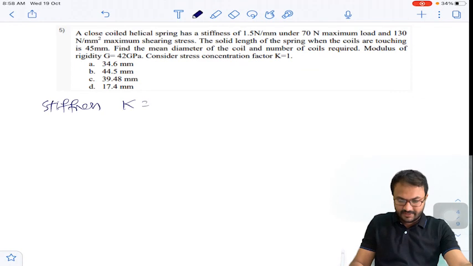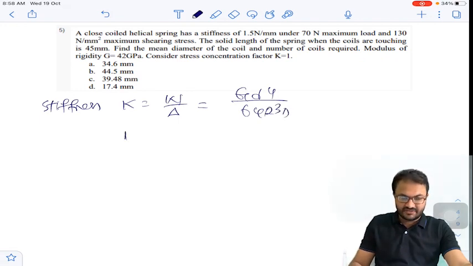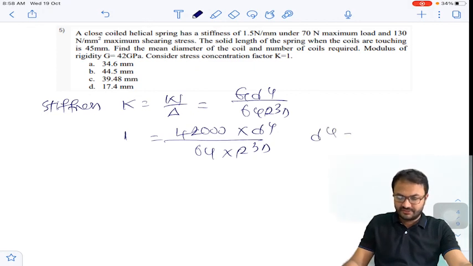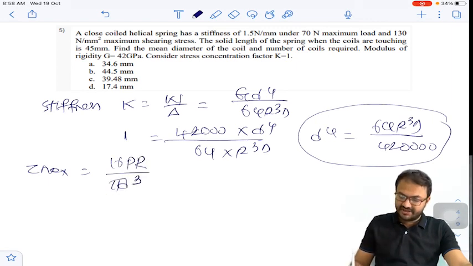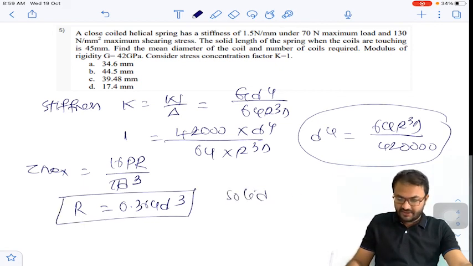So stiffness K is equal to W by delta, and we have the formula for stiffness: G d to the power 4 divided by 64 R cube N. So K is given as 1.5 and G is 42,000, so 1.5 is equal to 42,000 d power 4 divided by 64 R cube into N. d power 4 is equal to 64 R cube N divided by 42,000. And you have one more formula, tau max is equal to 64PR divided by pi d cube. So from this relation, when you substitute the values, you will get R is equal to 0.364 d cube. And solid length he has given 45 mm.